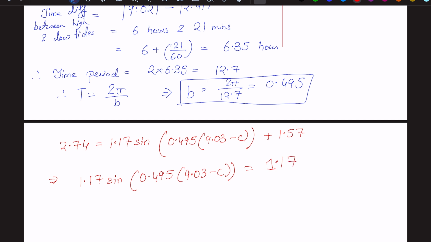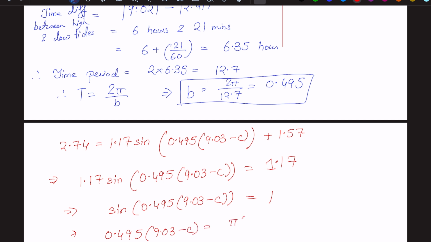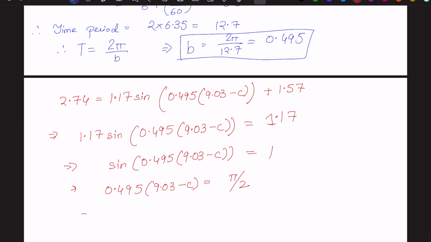This will also be 1.17. So 2.74 minus 1.57 will give you 1.17. The sine of 0.495, this is 1. This will be basically pi by 2, the first solution. So from here, if I solve for C, I'll get 5.857. This will be the value of C.